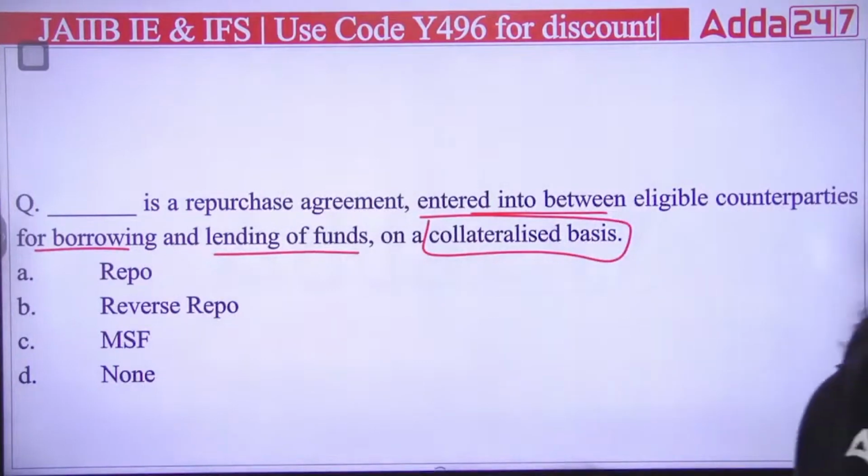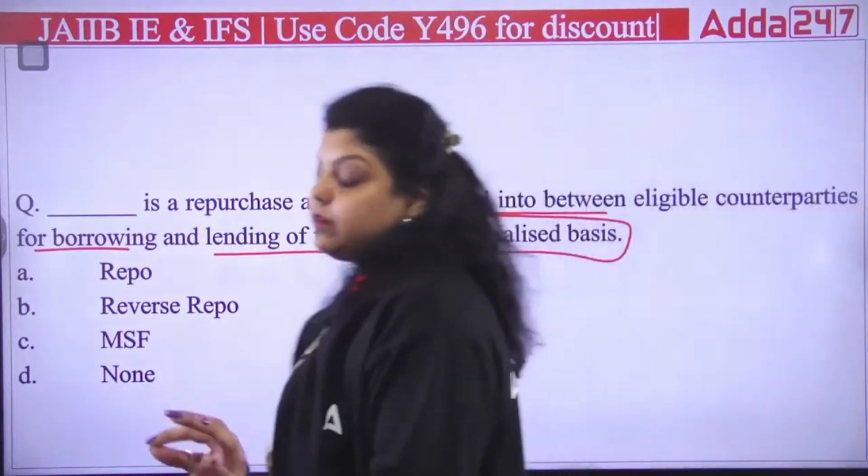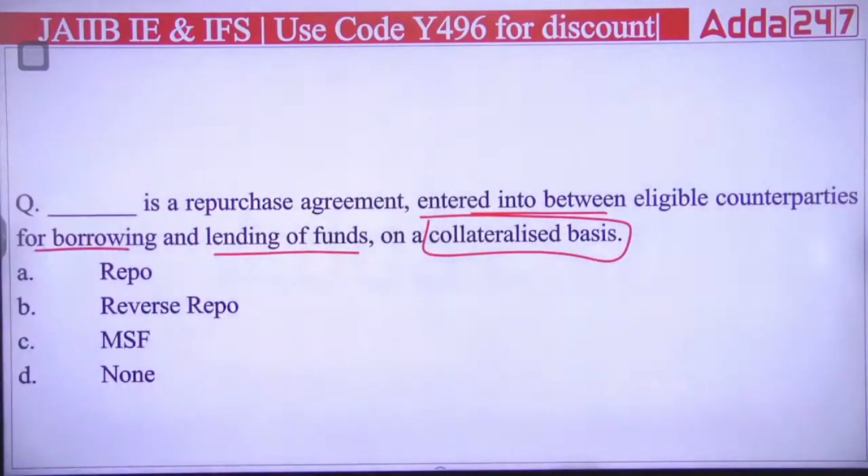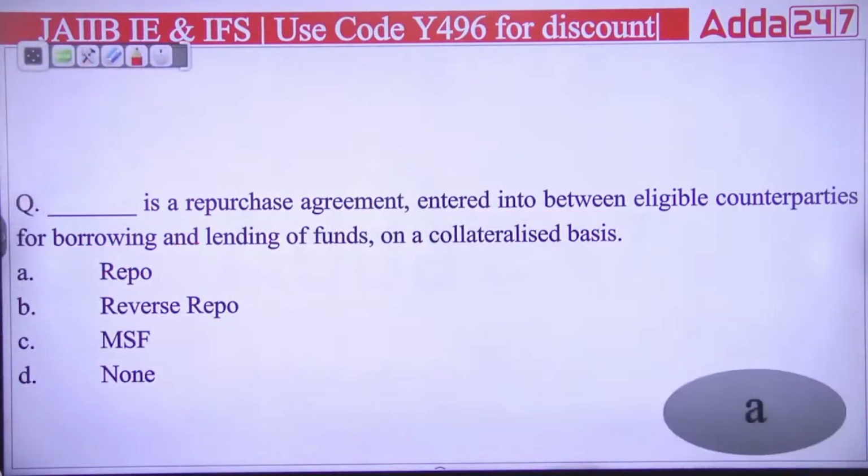Okay, so dash is a repurchase agreement entered into between eligible counterparties for borrowing and lending of funds, and that lending will be done on the collateralized basis, and the right answer will be your repo. If it's a repurchase agreement, that's a repo agreement. So the right answer will be here A, repo.